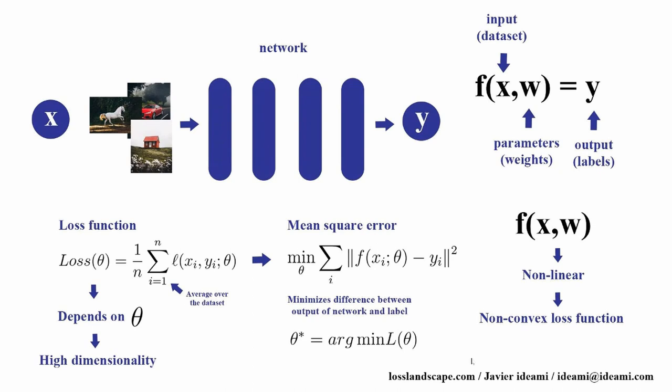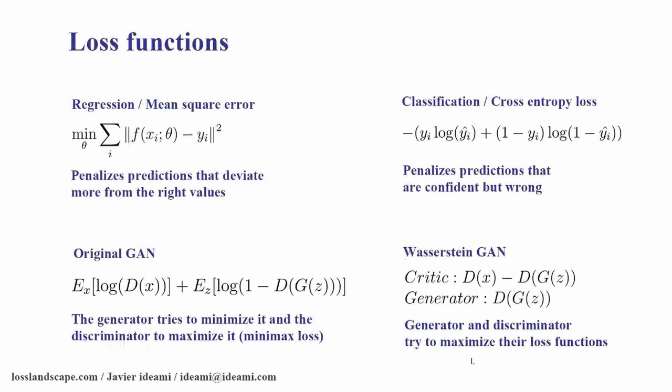And we measure that performance with a function that we call the loss function. And that loss function depends on the parameters of the network. And we have millions or billions of parameters, so these are very high dimensional functions. And we can use a lot of different functions to measure the performance of the network. For example, if we're doing a regression, we may be working with mean square error that penalizes the predictions that deviate a lot from the right values.